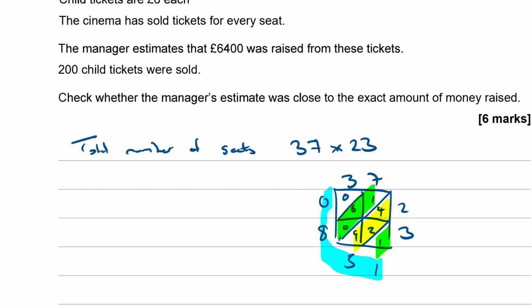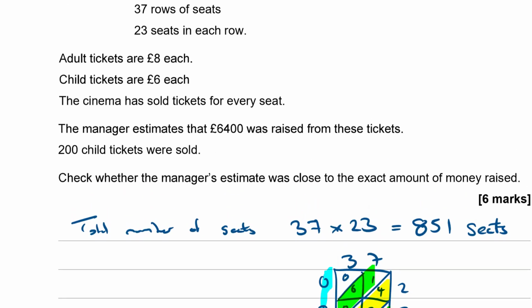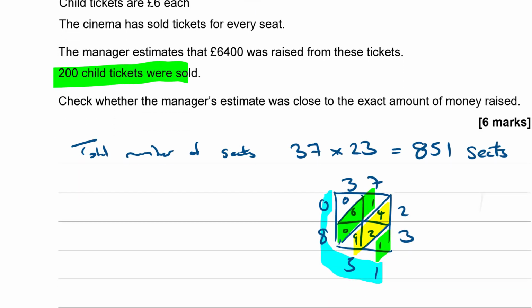So that equals 851. So there are 851 seats altogether. Okay? So we've dealt with the number of rows and the number of seats in each, and that gave us 851. Okay, where to go next? So we've got 851 seats altogether, and we know that 200 child tickets were sold.